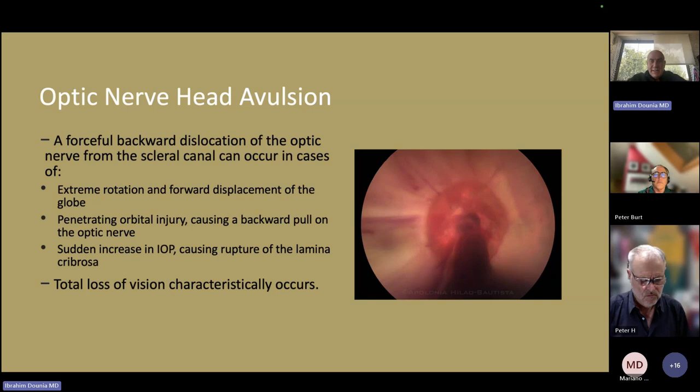Rarely we see it. If a player puts his hand inside the eye of another player and forcefully pulls it up, he may dislocate the optic nerve. Total loss of vision characteristically occurs in these patients.